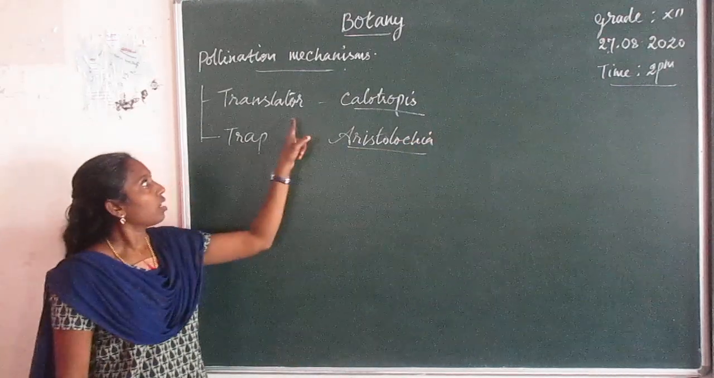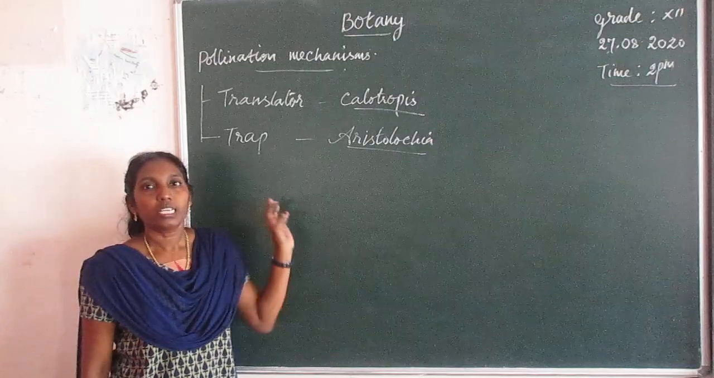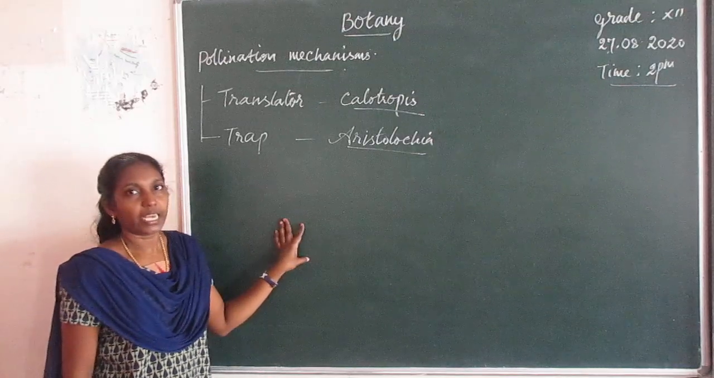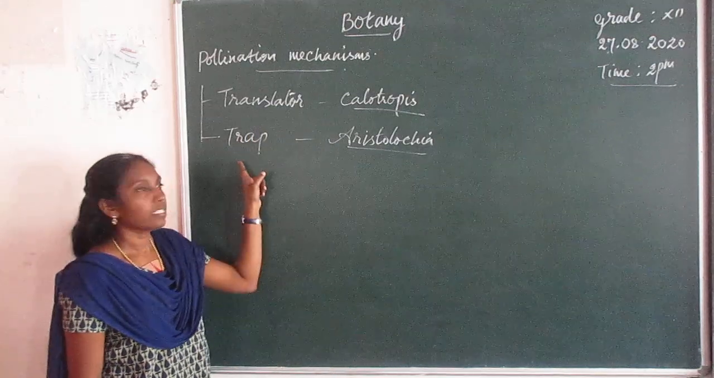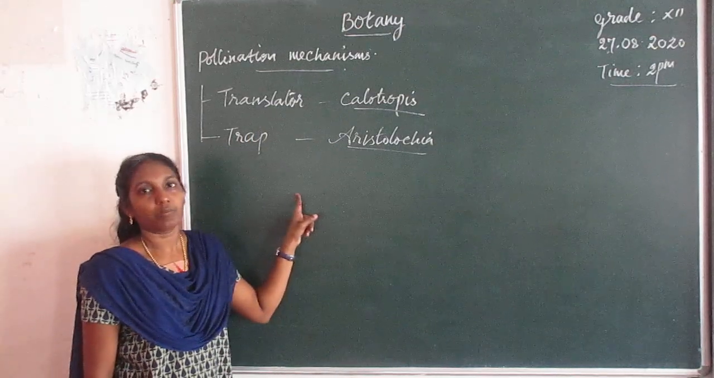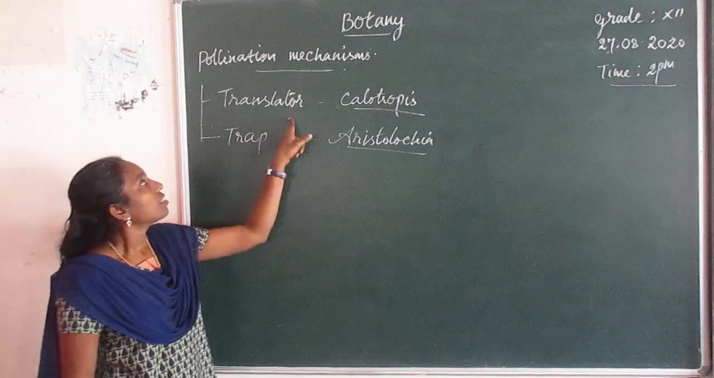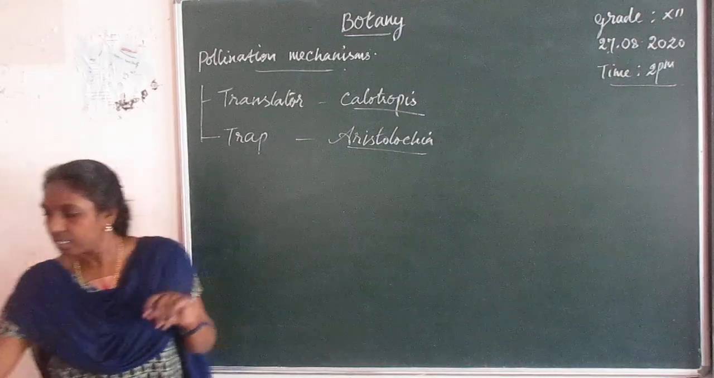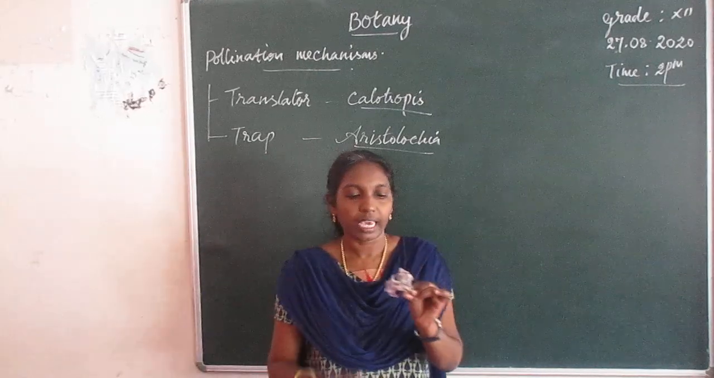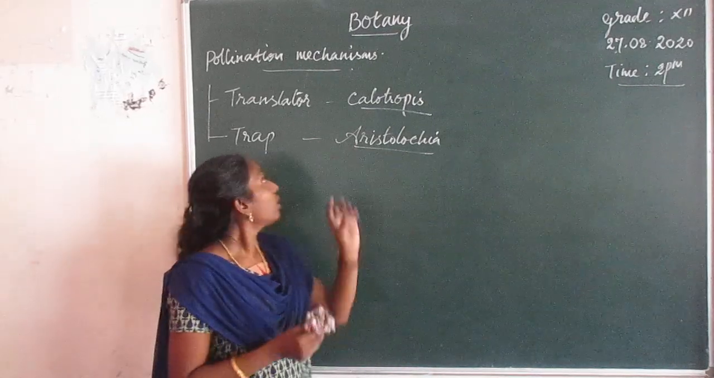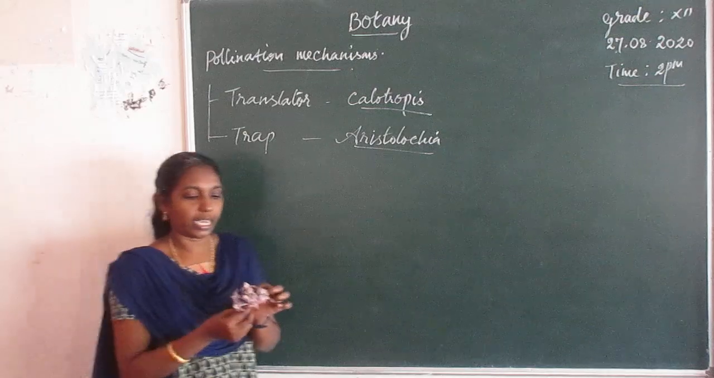There are two important, interesting mechanisms observed in pollination. Translocator mechanism and trap mechanism. Let's study one by one. Translocator mechanism. This is the flower Calotropis. Calotropis is one of the examples for translocator mechanism.